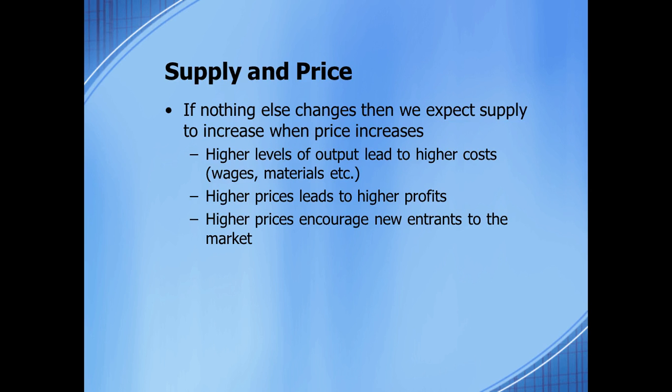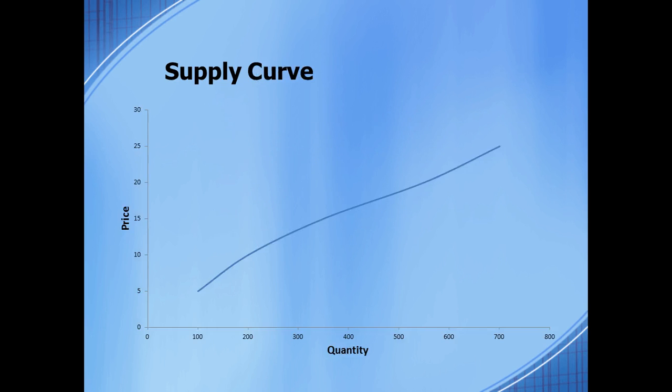the price increases. I think there's going to be higher levels of output required for the higher costs, because there might be more cost on wages, there might be more cost on materials, but higher prices do of course lead to higher profits. Higher prices may also encourage new entrants to the market. Because the price is high, there's more profit, and more people may be inclined to give it a go. So the impact of price is really important in supply decisions.